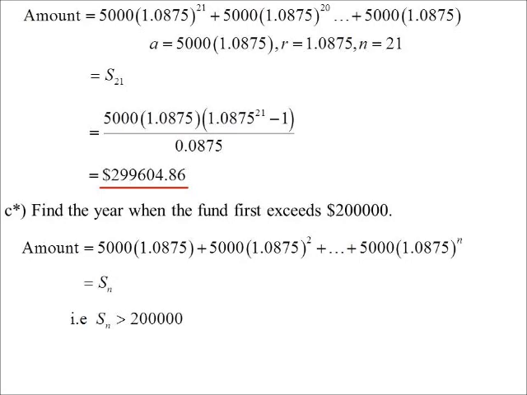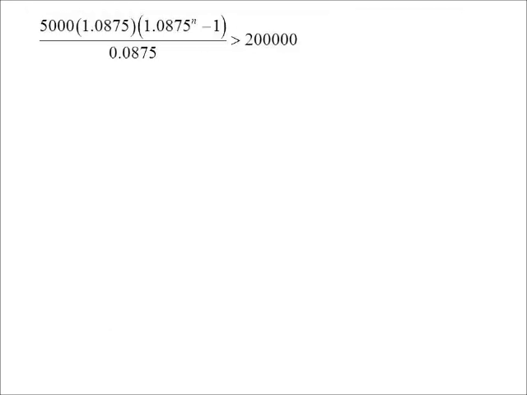So it's still the sum to N, but this time we know the answer. The answer is 200,000. So we want to know, when is that going to be bigger than 200,000? So again, we put it in our sum to N formula, but this time we just don't know what N is. We want it to be bigger than 200,000. Solve the inequality. So if I multiply both sides by 0.0875, divide by the 5,000, it actually turns into a neat little fraction, 280 over 87. Probably a good idea to move the 1 to the other side.